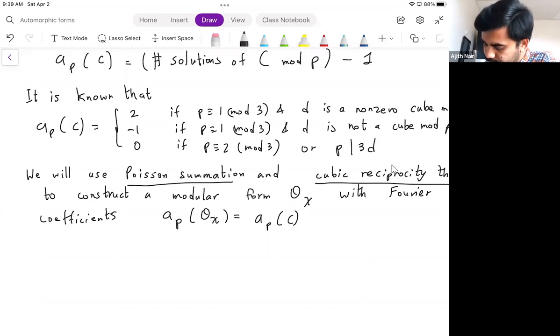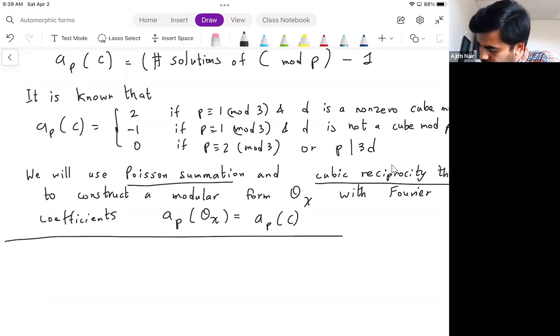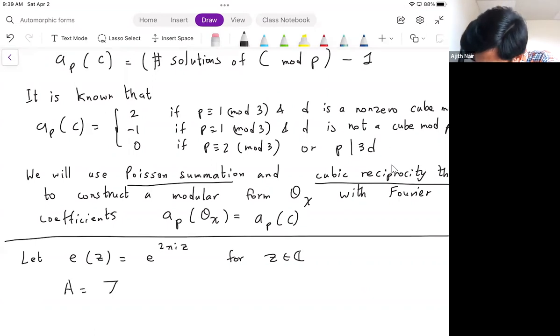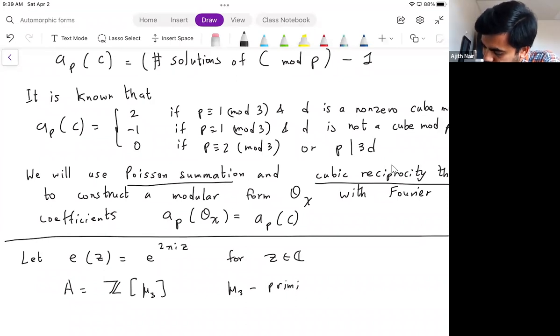We let E(z) be e^(2 pi i z) for any complex number z. We consider A to be the ring Z adjoined with mu_3, where mu_3 is the primitive cube root of unity.